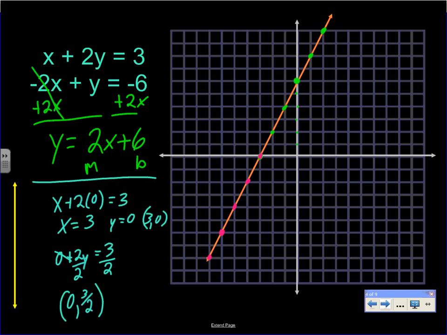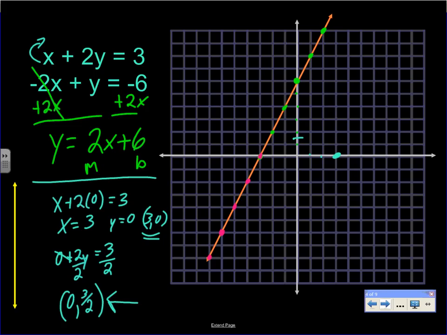So plotting the x-intercept of (3, 0): 1, 2, 3. Plotting the y-intercept of 3 halves. We know that's 1 and 1/2. Somewhere about here. I'm not a big fan of those ones there that are right in between those marks.